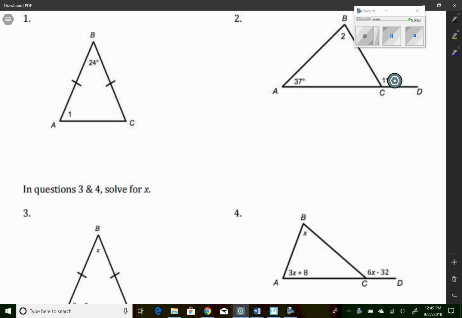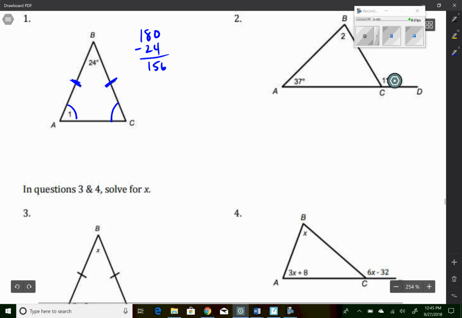For number 1 in the homework, we have an isosceles triangle. I know that because of the two little slash marks here and here. If we have an isosceles triangle, I know the two base angles are the same exact size. So since I know the vertex angle is 24, if I subtract 180 minus 24, that gives me 156. That number, 156, is split between these two congruent angles, A and C. So if I divide 156 by 2, I get 78. So that means angle 1 is 78 degrees.